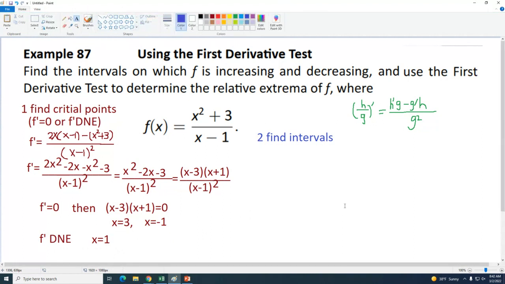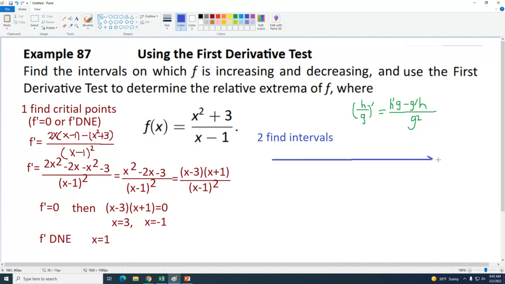Right, so the question says find the intervals where the function is increasing or decreasing. So you're going to have to create intervals. Where do you get intervals? You're going to have endpoints for your intervals. So we find the critical points, we determine the domain, and we're hoping we'll be able to find our intervals. So how do we find the intervals? We'll draw the number line as we did with the other example.